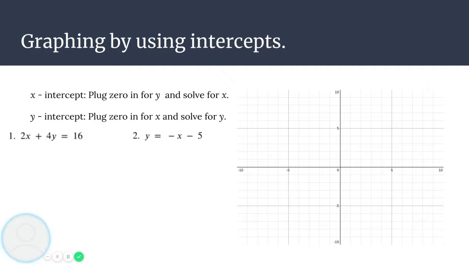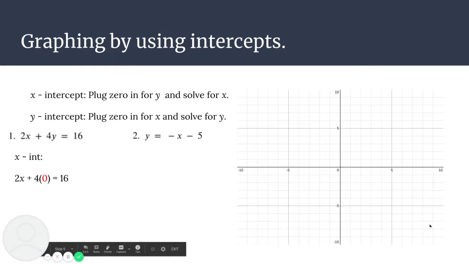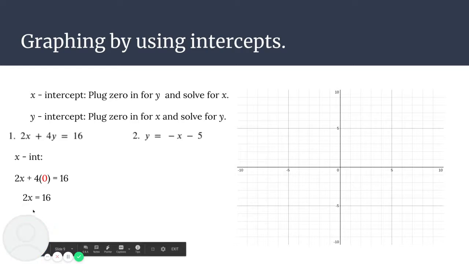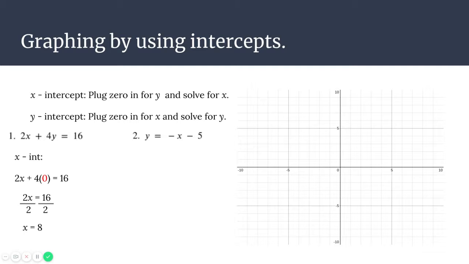So we're going to start with problem 1. X-intercept, plug 0 in for y. So you can see there with the red 0 that I plugged that in for y, and when you simplify that, the reason why we're doing this is we're trying to cancel out one of the variables so that we can solve for the other. By doing that, you're going to have 2x equal to 16 remaining, and then what you need to do from there is divide both sides by the 2, and simplify, and we have x equals 8. That is my x-intercept. So I go to the x-axis and I put my dot at 8.